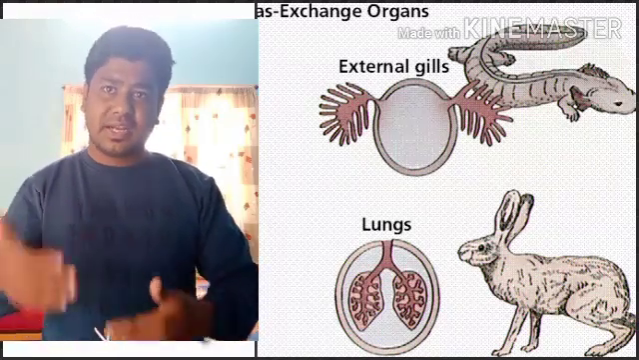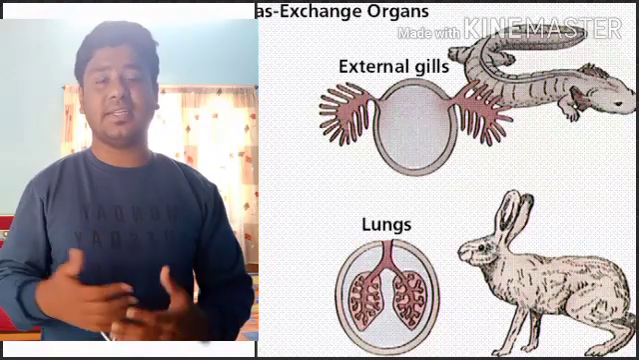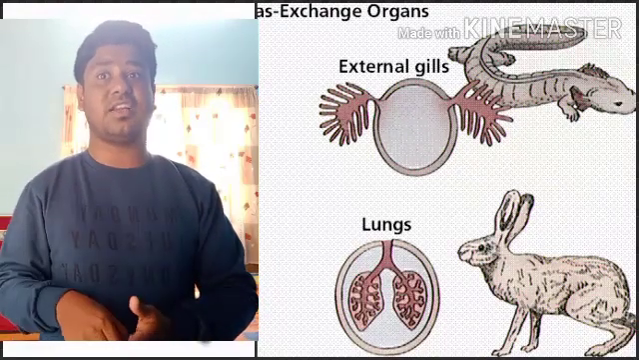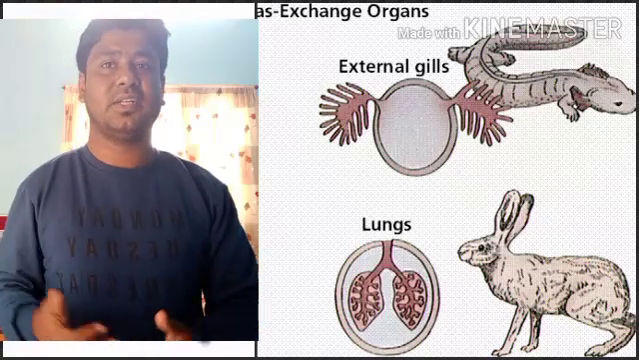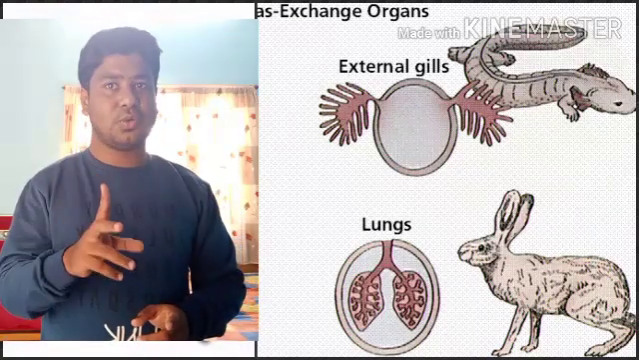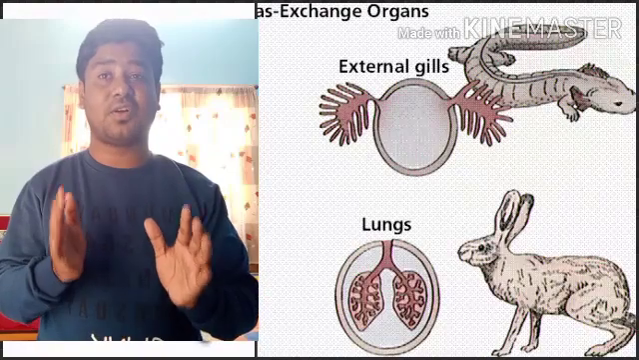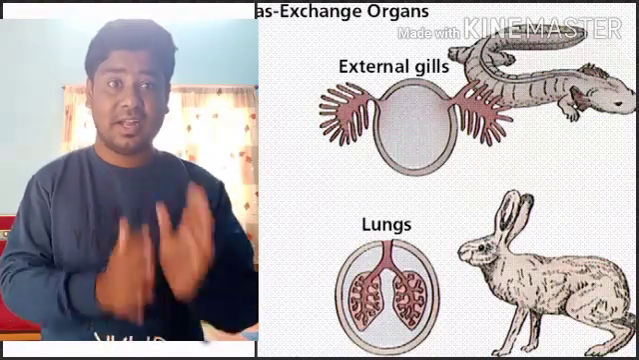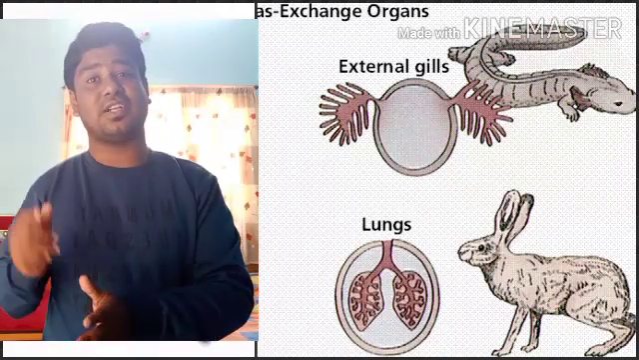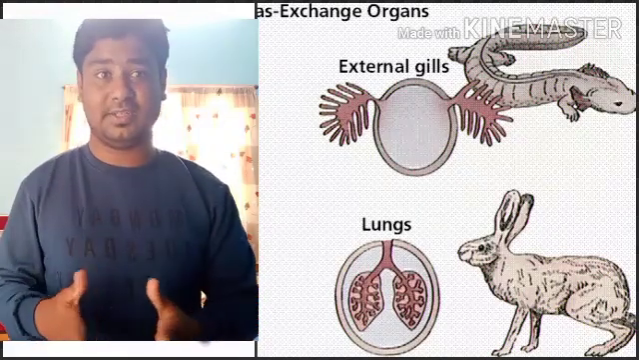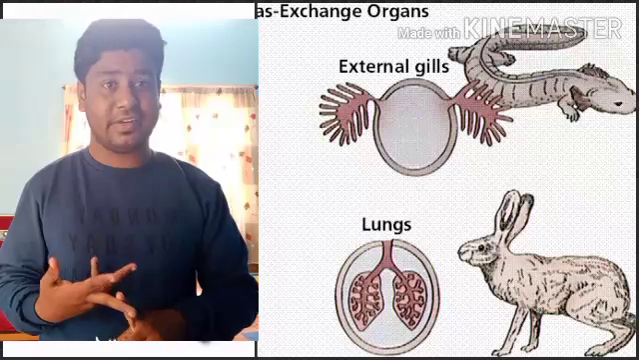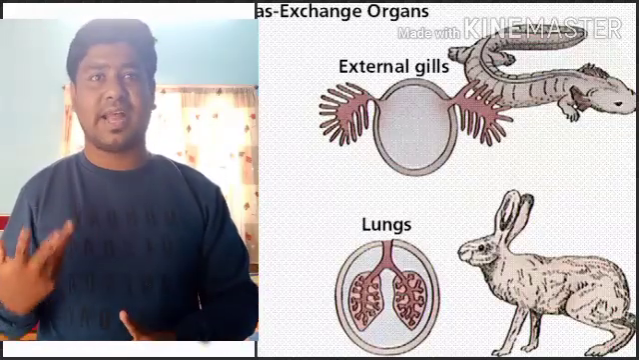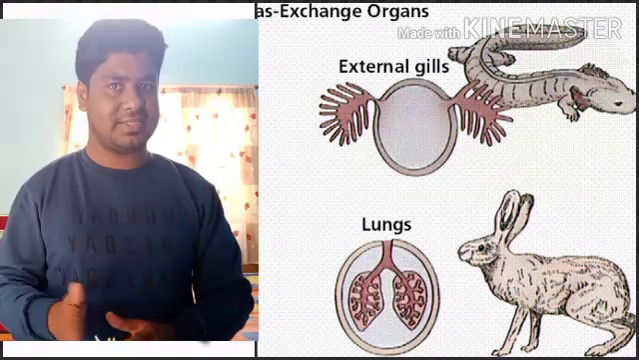So there you'll get a question: what is the advantage of breathing in terrestrial organisms over aquatic organisms? There are two things. One is that the atmospheric oxygen quantity is very high. The concentration of oxygen in the atmosphere is higher than the concentration of dissolved oxygen in the water. That is one benefit. There is a lot of oxygen available for terrestrial organisms, whereas for aquatic organisms the concentration will be less.